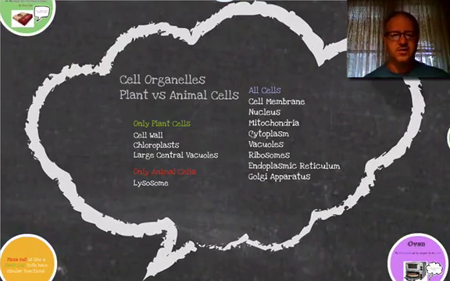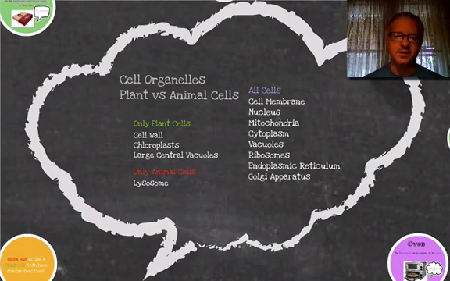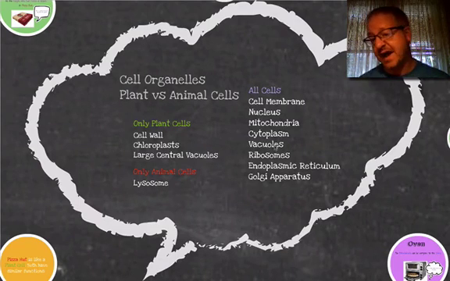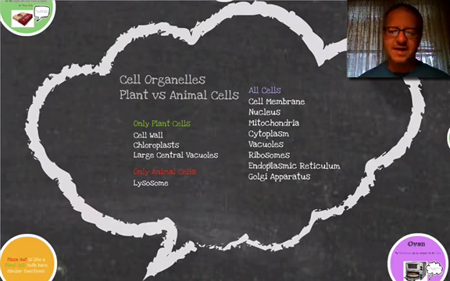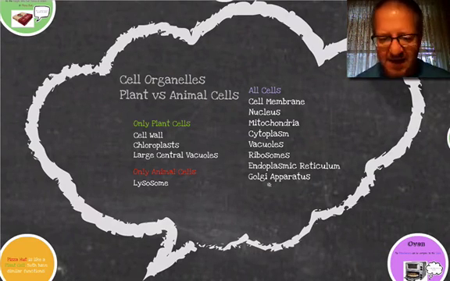All right, so the cell organelles in plants and animals are, for the most part, pretty much the same. So you see that all cells have a cell membrane, a nucleus, a mitochondria, cytoplasm, vacuoles, ribosomes, the ER, we say for short, or the endoplasmic reticulum, and there it is again, my favorite one, the Golgi apparati.